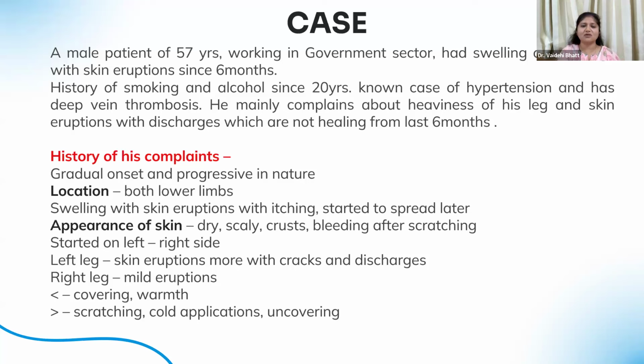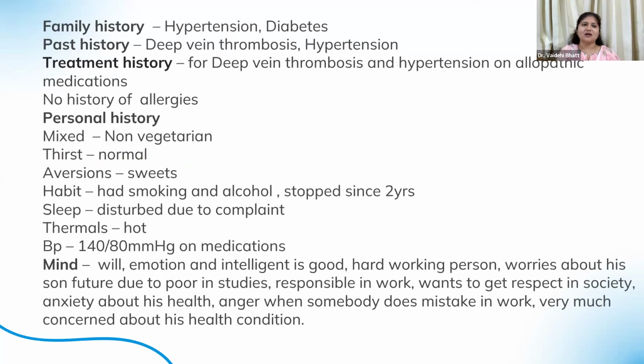All complaints of this individual are aggravated by covering and warmth, and better by scratching and cold application. In the family history, his father had hypertension and diabetes, and the patient has a past history, as I told, of deep vein thrombosis, and is taking treatment for hypertension. There is no allergic condition. He takes a mixed diet, thirst is normal, and he has a desire for sweets and an addiction.